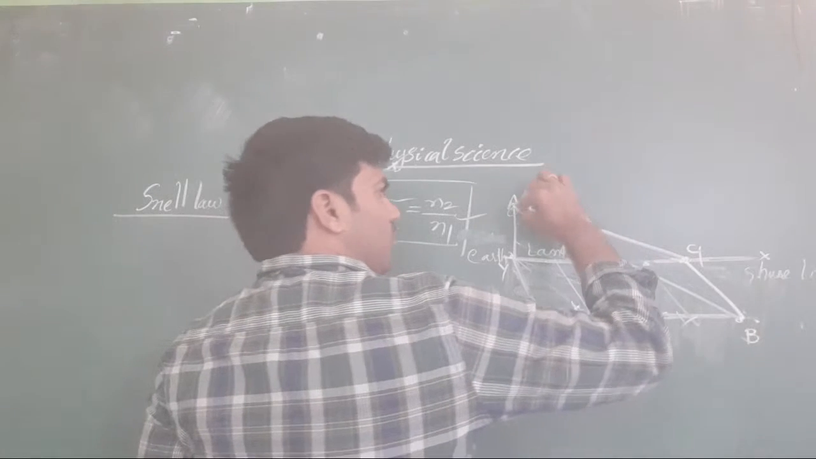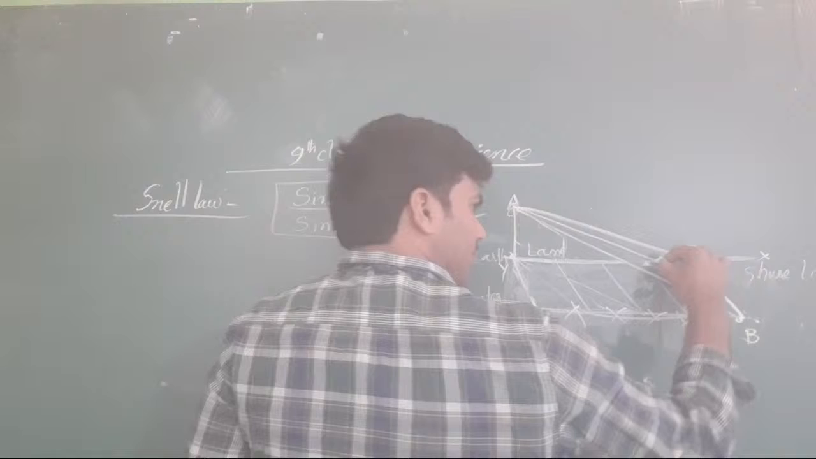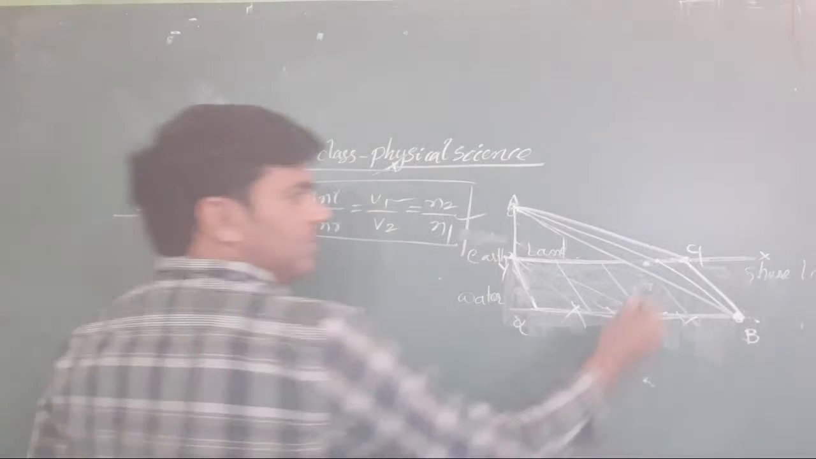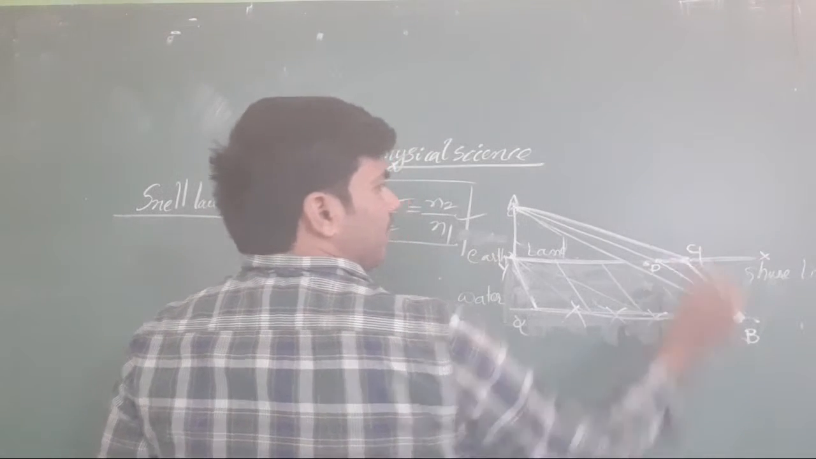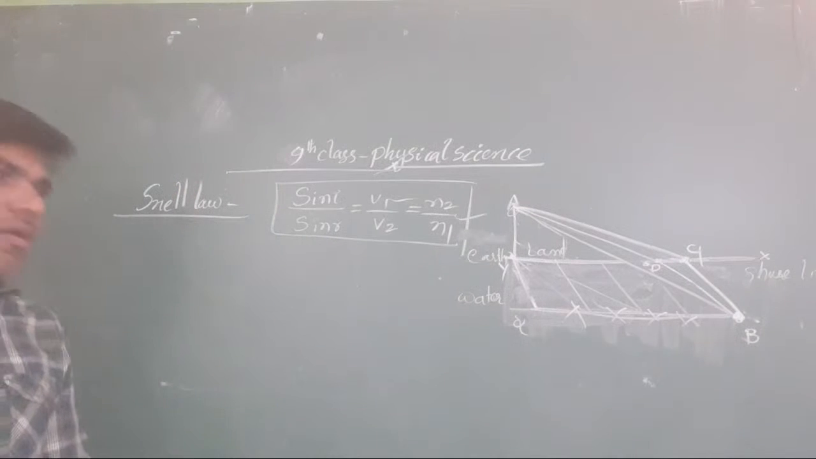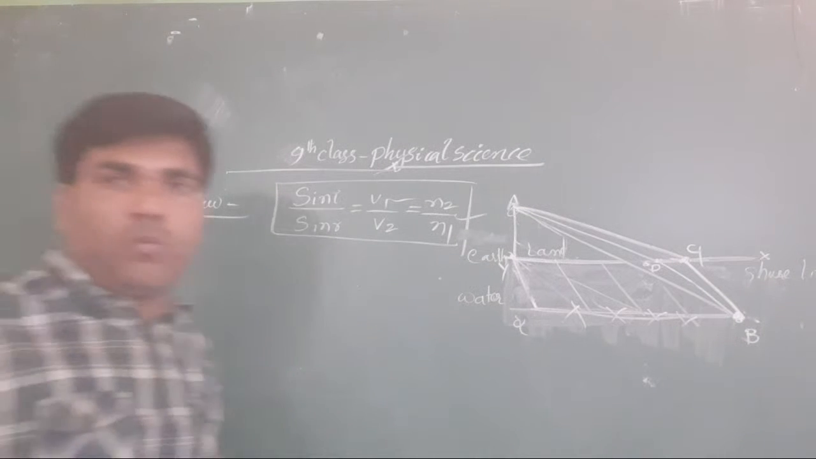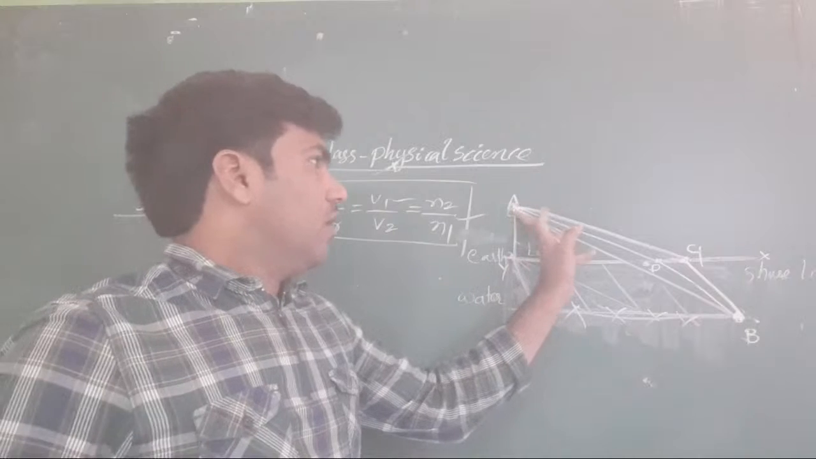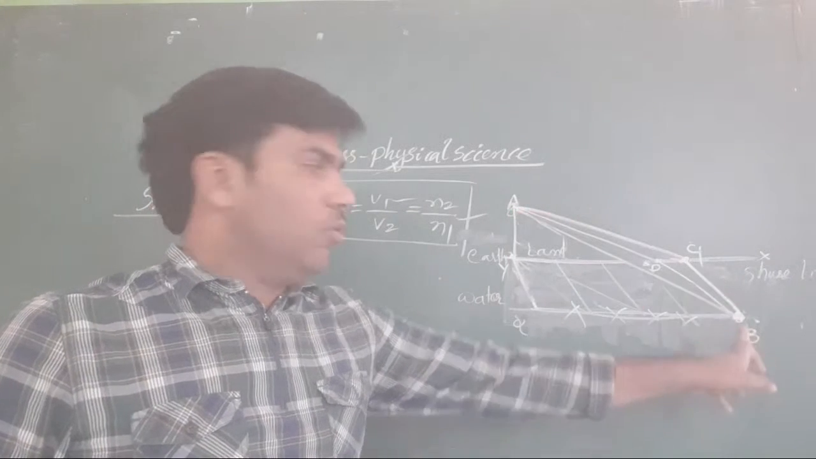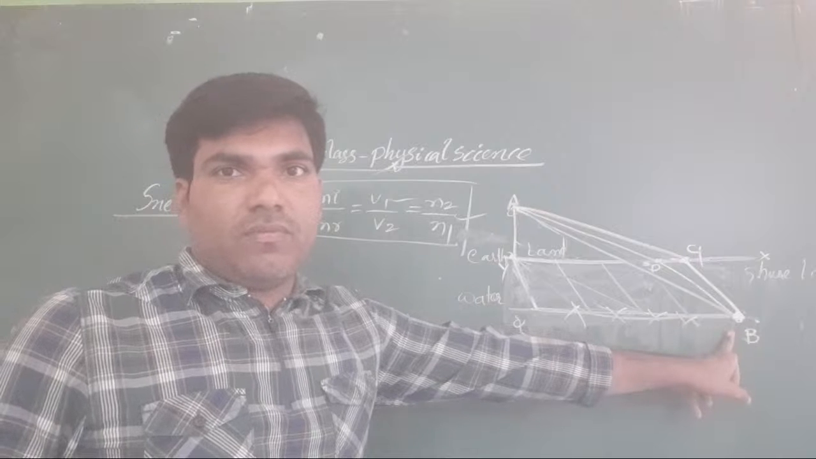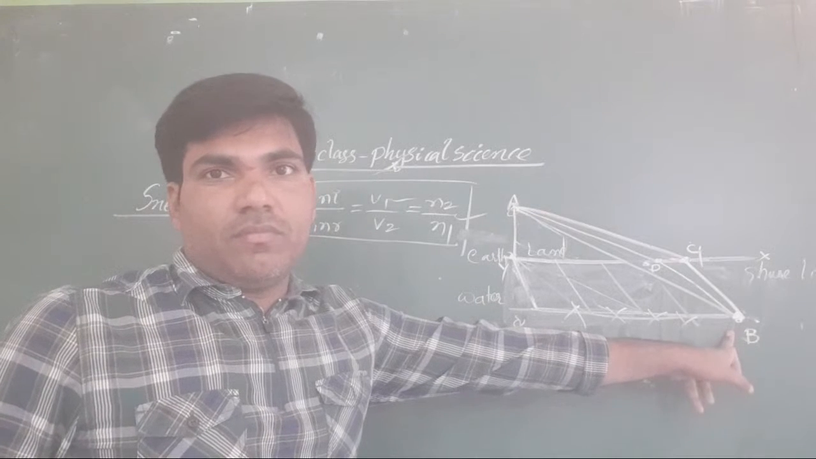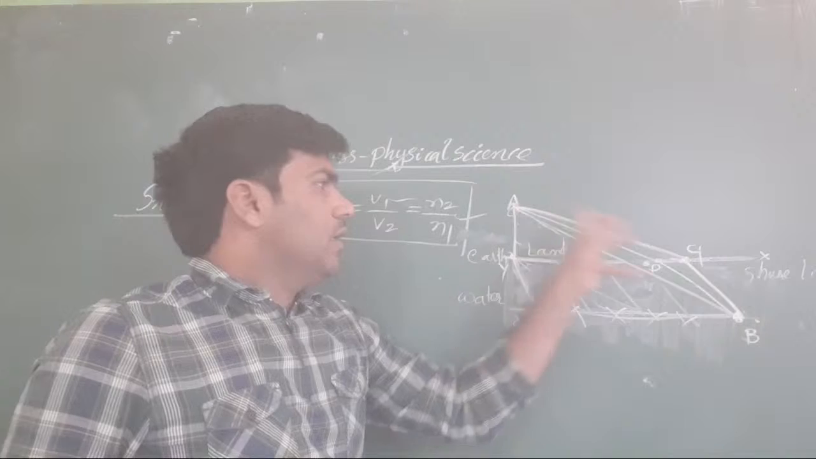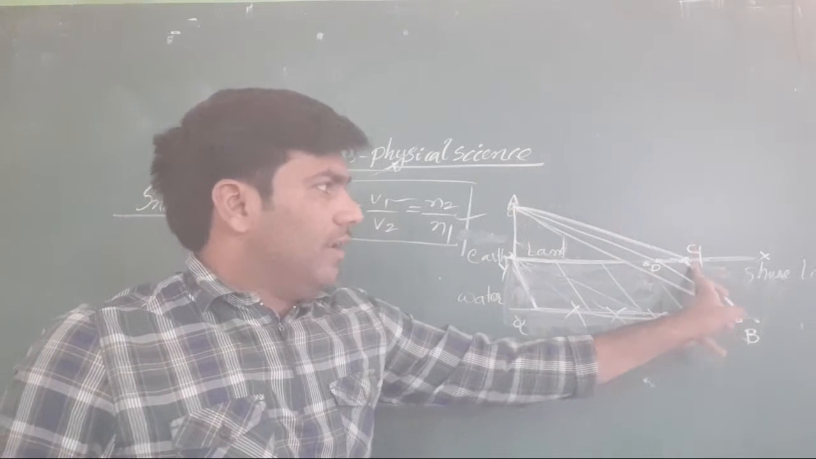I am taking one more line here. This point is taken as B actually. A to D. Clear or not, all the students? And now among these, which path is the suitable one? Once analyze all of these. From whatever the traveling paths there are from A to B, we have taken A to B, and here A to D, and here A to C.